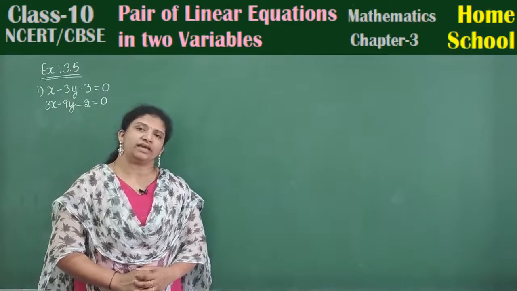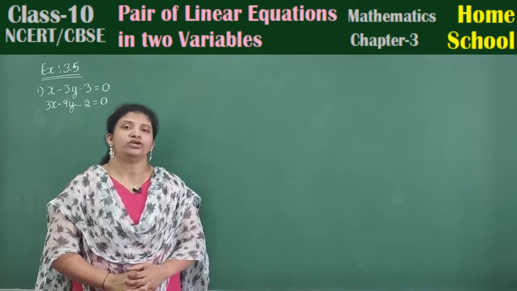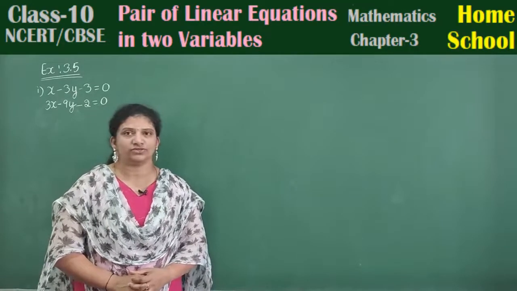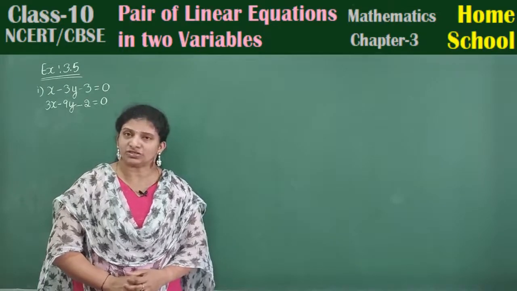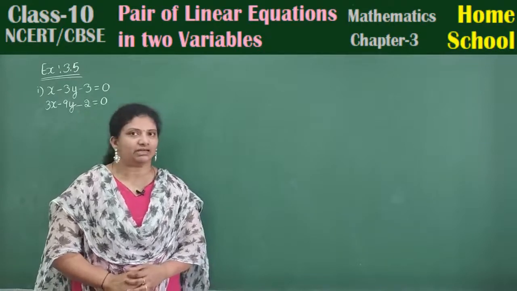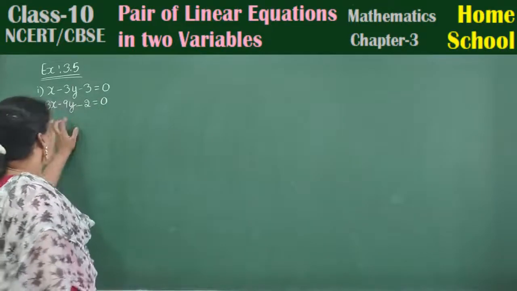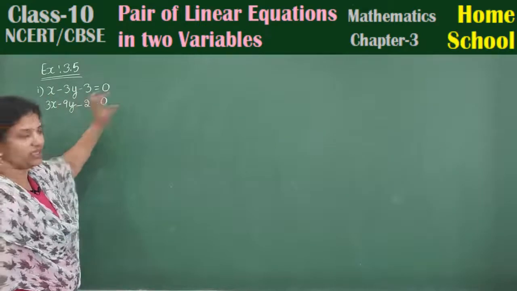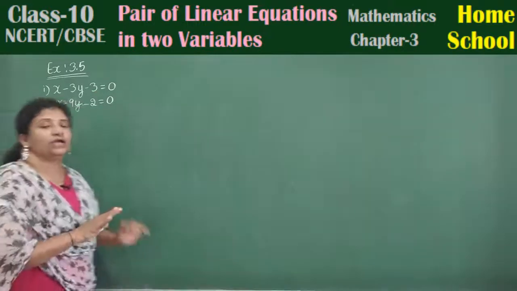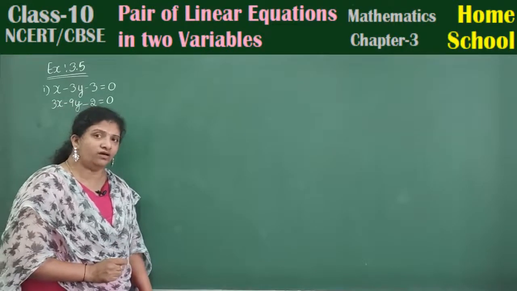So your first main heading: which of these pair of linear equations have a unique solution, have many solutions, or have no solution. Okay, if you have a unique solution, solve the equations by using the cross multiplication method. That is your heading. In that, the first sub question, we are going to start here: x minus 3y minus 3 equal to 0, 3x minus 9y minus 2 equal to 0. Compare the following pair of linear equations with the standard form of the equation.